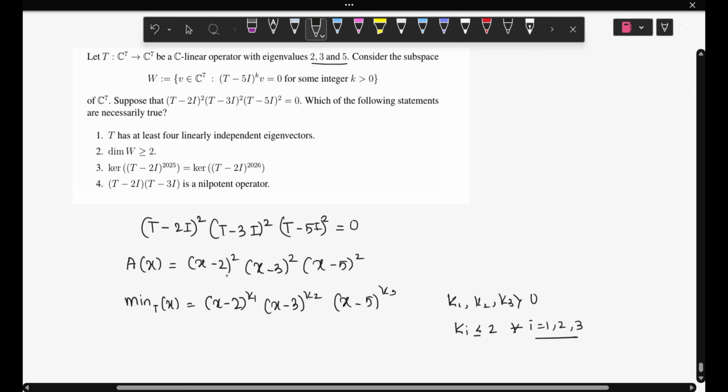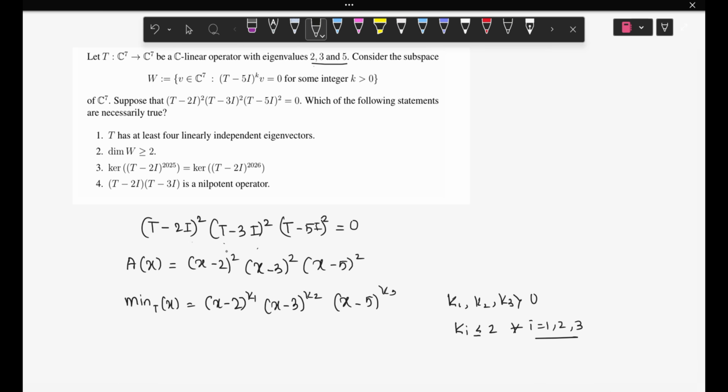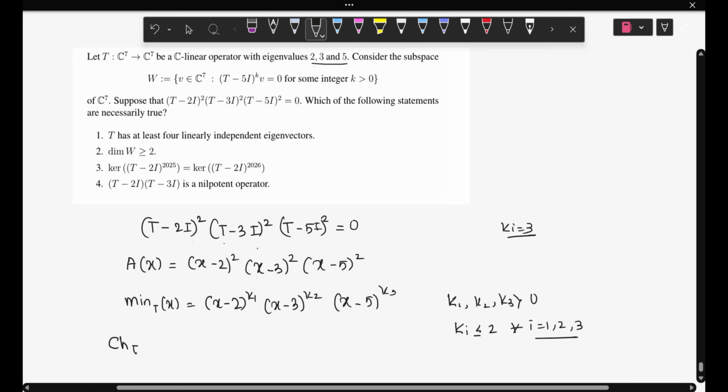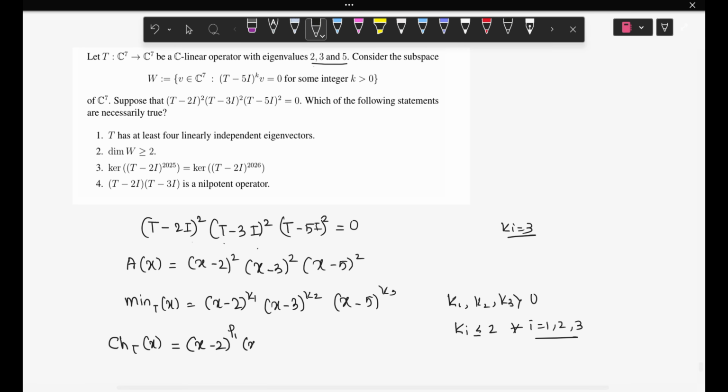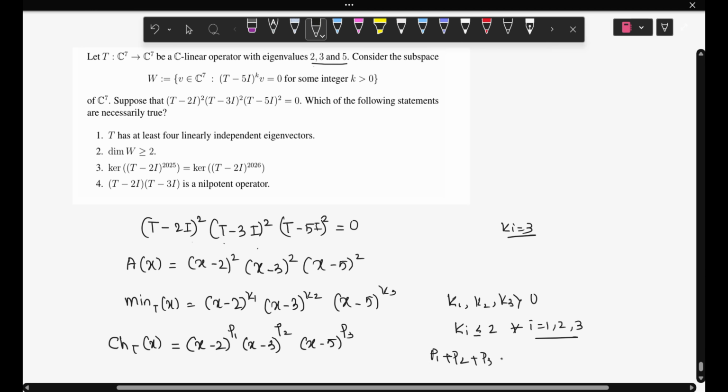Why? As this is an annihilating polynomial, and the minimal polynomial always divides an annihilating polynomial, if there exists an i such that ki is 3, then this minimal polynomial will not divide this annihilating polynomial. So k1, k2, k3 are at most 2. And if I write its characteristic polynomial, Ct of x, that would be (x minus 2) to the power p1, (x minus 3) to the power p2, (x minus 5) to the power p3, where p1, p2, p3 are also greater than 0, and p1 plus p2 plus p3, as this is a 7 by 7 order matrix, is equal to 7.